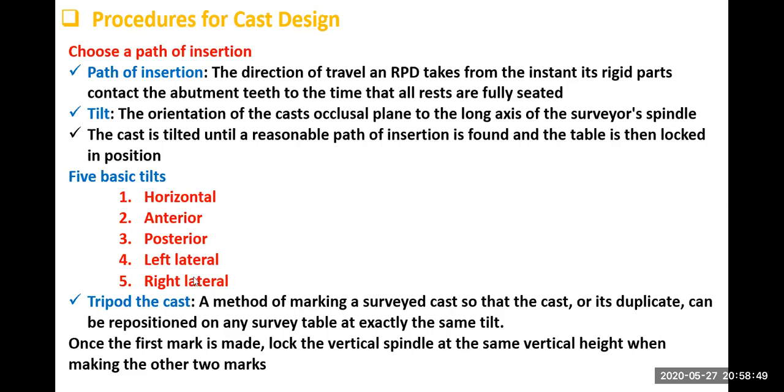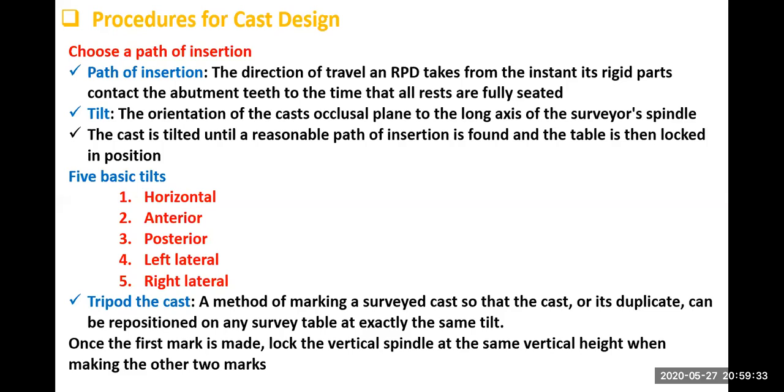Then the lateral, right lateral and left lateral. Of course, for the left aspect of the model, you bend your model towards the left direction, or towards the right direction. These are different orientations. They are called tilts, the way you tilt your model in order to get the survey line in relation to the occlusal plane, in order to determine the undercut and non-undercut areas, and be able to fabricate a removable partial denture that will be useful to the patient.